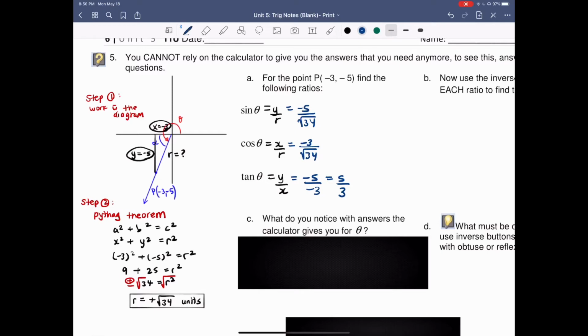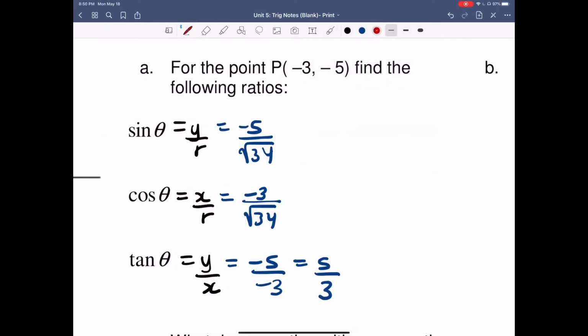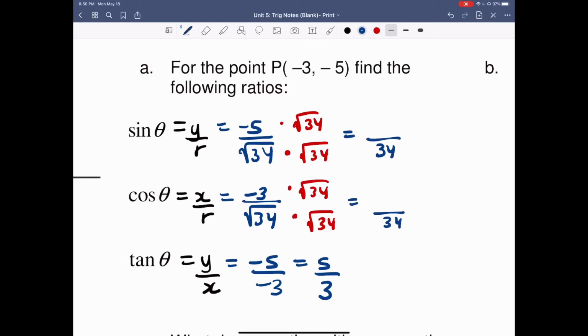I don't want any square roots in the denominator at this point, so recall from the previous units how to rationalize a monomial. To get rid of that square root of 34, I'm going to multiply the top and bottom by square root of 34. When you do that, you are doing square root of 34 times square root of 34, so you're going to get 34 right back in the denominator. Same thing here. On the top, I have -5 square root 34 and -3 square root 34, and that's it. So that is my sine theta, cos theta, tan theta.